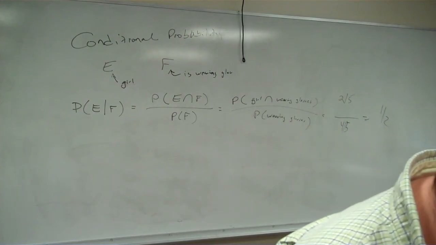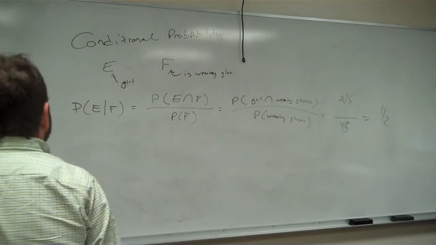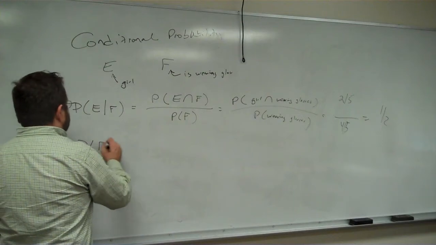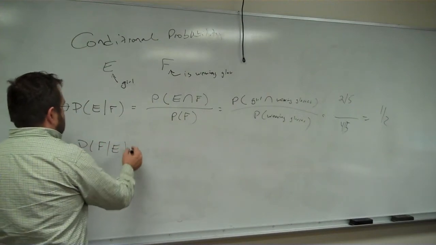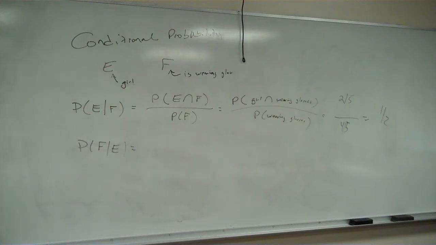Your book makes a thing. Oh, hey, let's do more with this here. Could we have done this the other way around? Probability of F given E. Yeah, I mean, we're reversing this around. What does this mean? This is what is the probability the person is wearing glasses, given that the person is a girl.